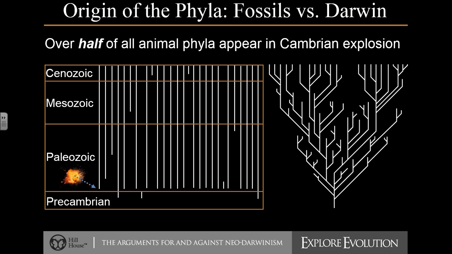And so what's interesting is that there's this 10 million year period. This is referred to as the Cambrian explosion. And it's an explosion because if you look at what existed in the pre-Cambrian time period, there was very little life. And then suddenly, within about 10 million years, we see this huge diversity of life emerge. So over half of all the animal phyla appear in this Cambrian explosion.